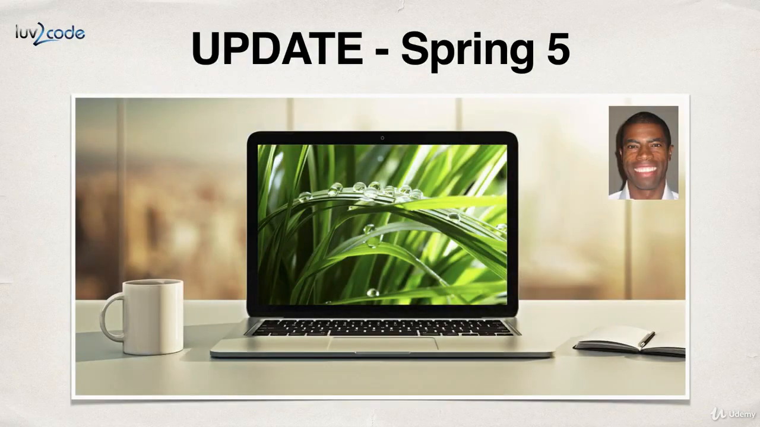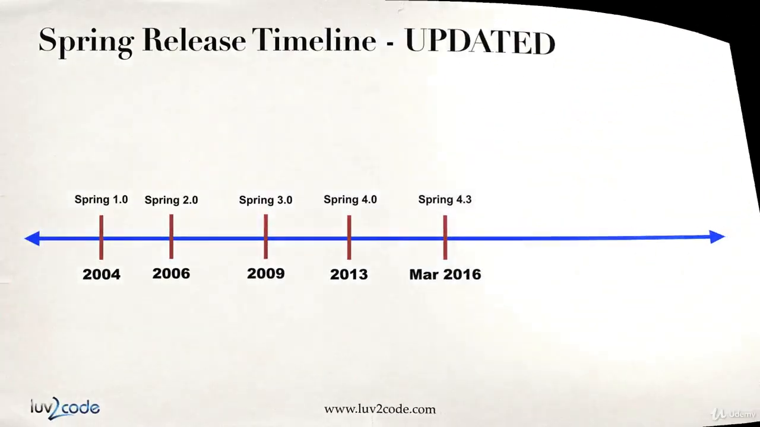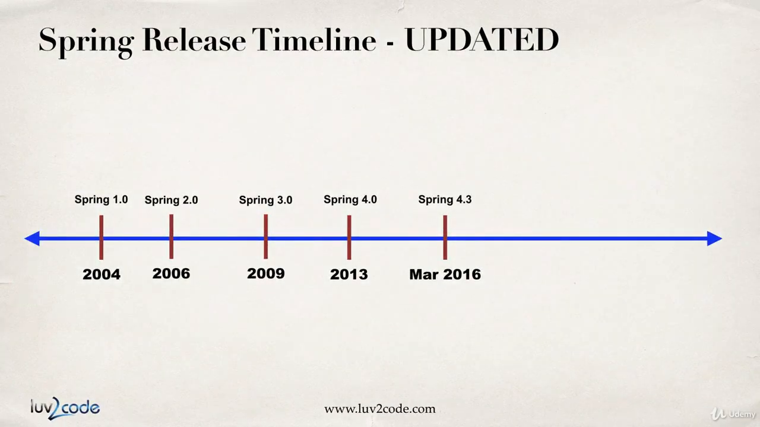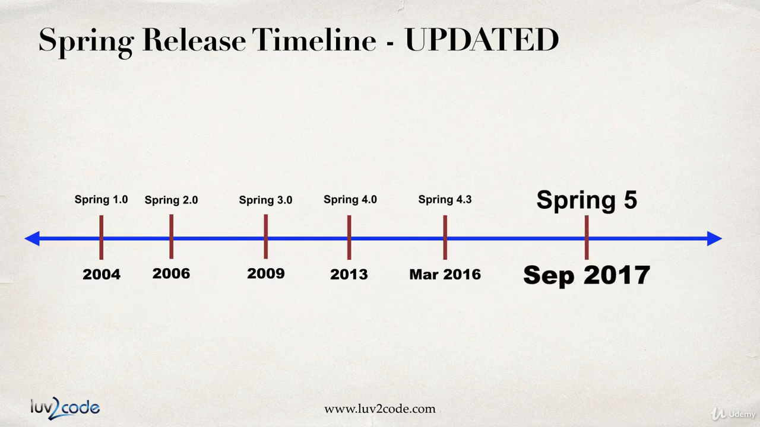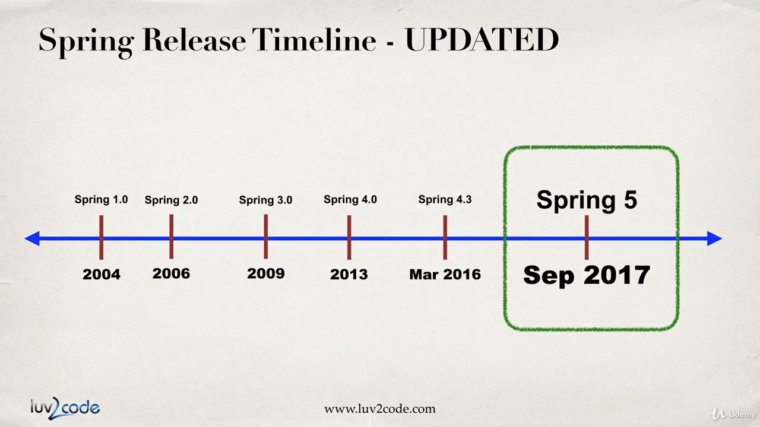In this video, we're going to get an update on Spring 5. In the previous video, I gave you the Spring release timeline, but I need to make a quick update here because recently they made some new releases to Spring. In September 2017, they released Spring 5. Pretty exciting. A new major version of Spring was released.